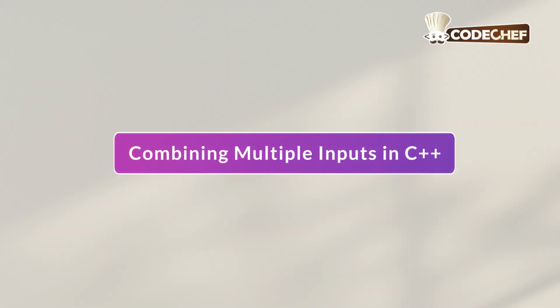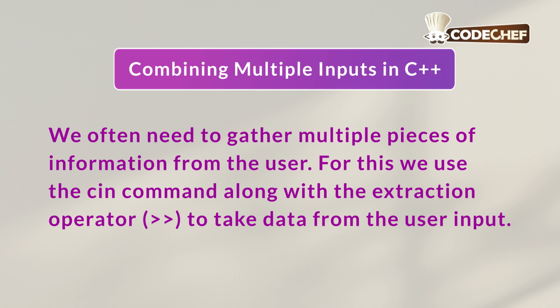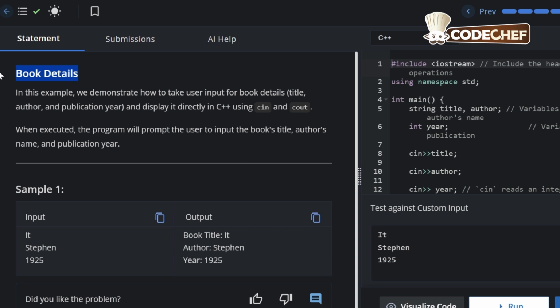The next topic is combining multiple inputs in C++. We often need to gather multiple pieces of information from the user and for this we use the cin command along with the extraction operator to take data from the user input. Let's see an example of how to combine multiple inputs in C++ on the CodeChef platform. The program objective is book details. In the input we will be giving It, Stephen, 1925 and the output that we will receive is book title It, author Stephen and year 1925.